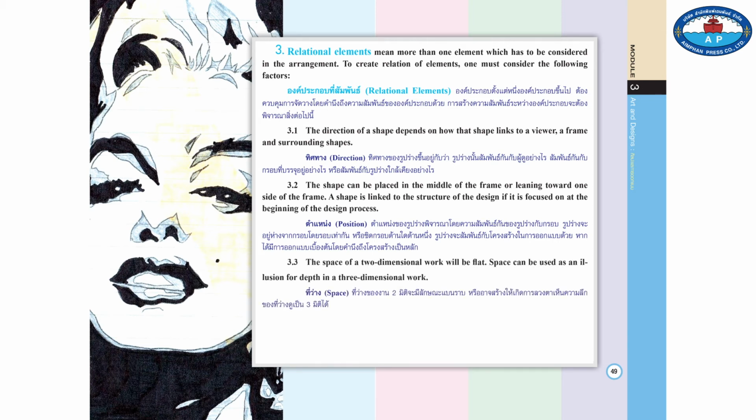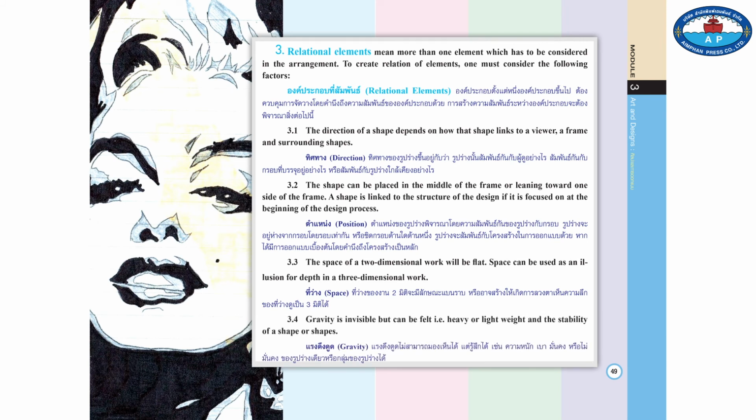3.3. Space of 2-dimensional work will be flat. Space can be used as an illusion for depth in a 3-dimensional work. 3.4. Gravity is invisible but can be felt, such as heavy or light weight and stability of a shape or shapes.